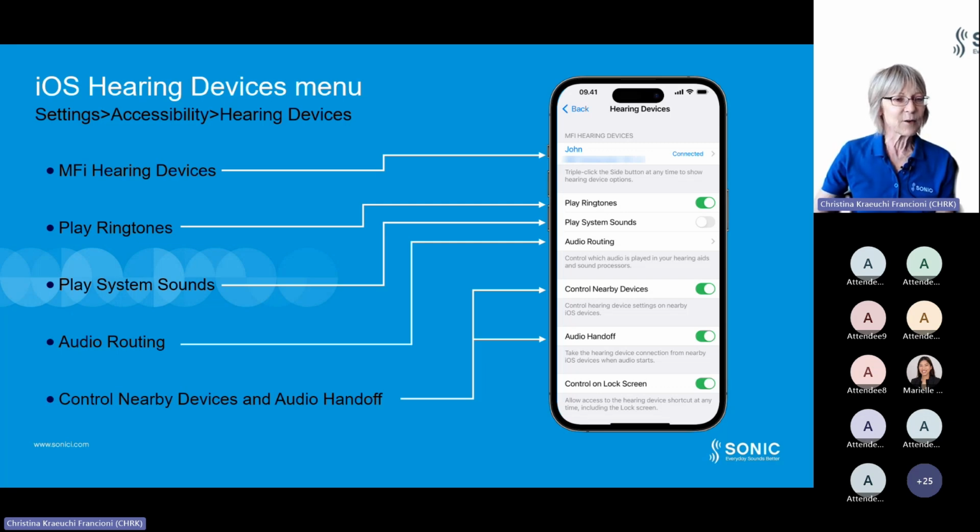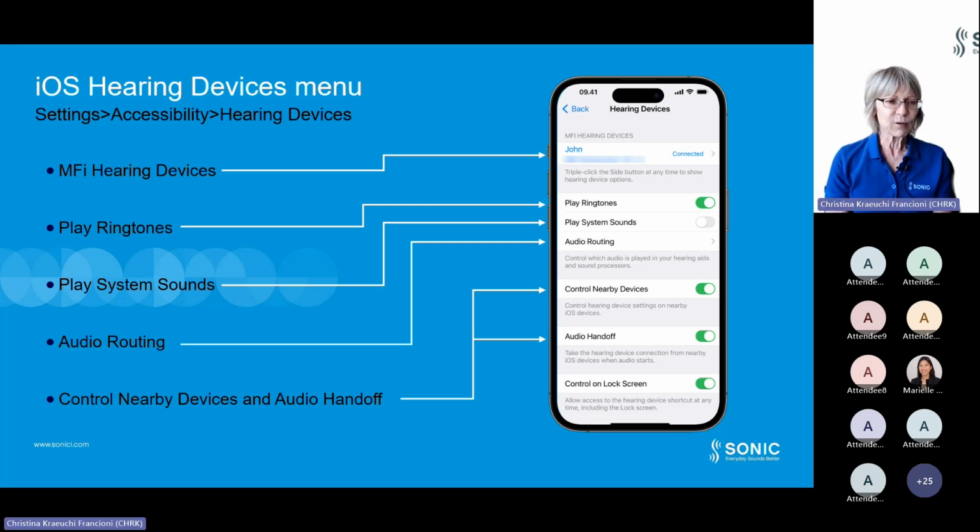The second important menu is play the ringtones. When this option is enabled, the client actually hears the ringtone directly in their hearing instruments. Then another important menu is play system sounds. When this option is enabled, the client will hear notifications coming from their iPhone directly in their hearing aids, for example, text messages.